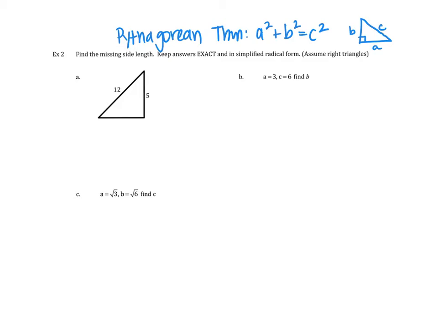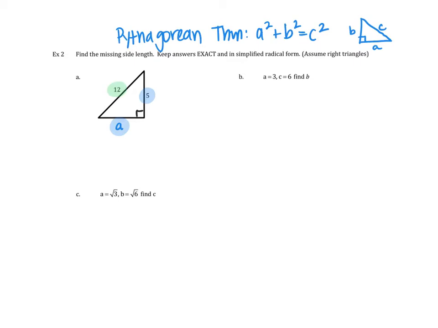So here I have example A, says I have a right triangle, because we're assuming a right triangle. And I know one side length. I don't know the other, so we can call that anything. I'm just going to use A. You could call it B if you prefer. You could call it X if you prefer. That's fine too. And then I also have a hypotenuse of 12.